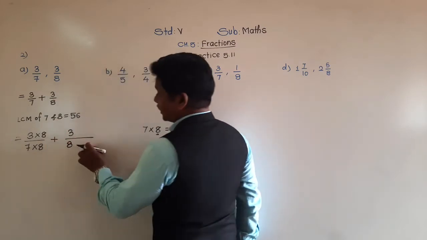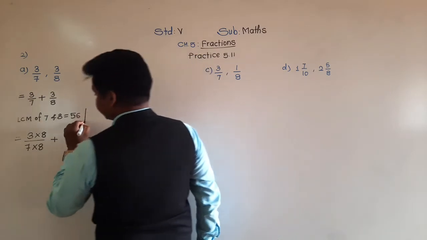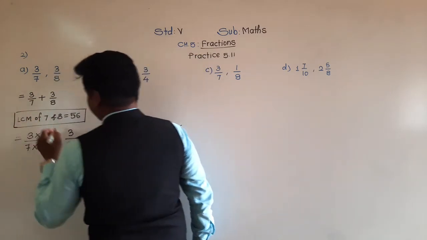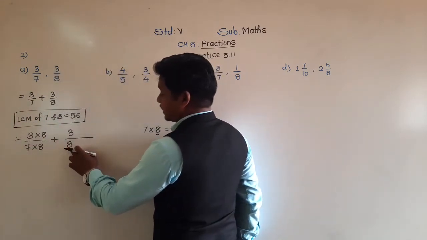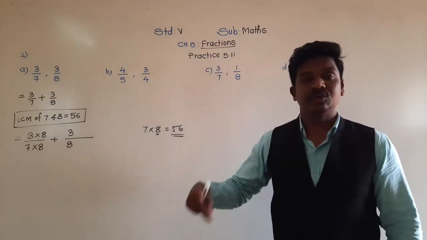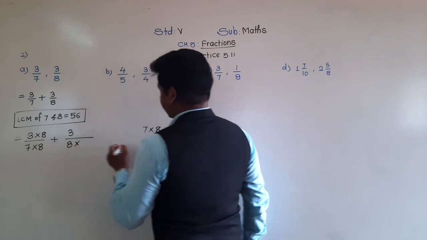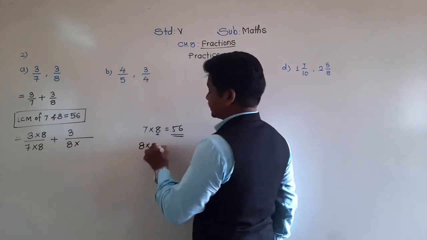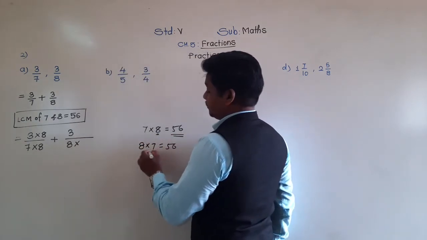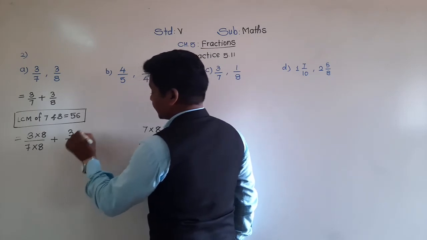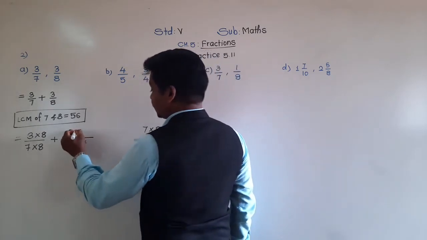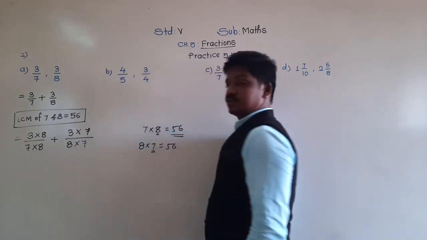Now here also we have to make the denominator 56. Now here the denominator is 8 and we have to make it 56. Then by which number do we have to multiply here? You know 8 sevens are 56, correct? So by which number do we have to multiply? 7. Similarly we need to multiply in the numerator also. Okay?